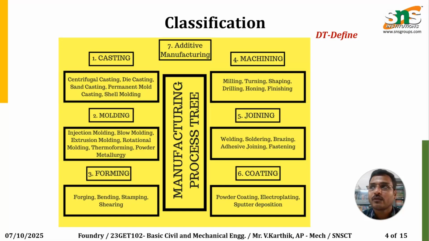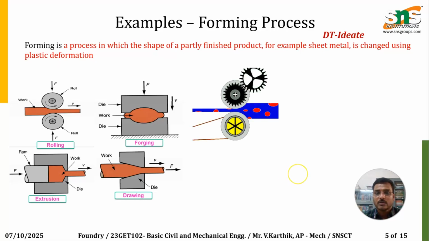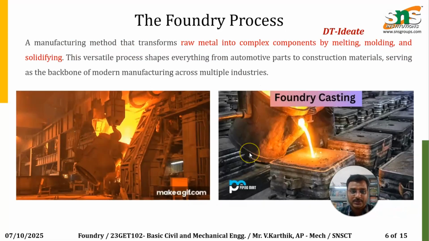Additive manufacturing is a concept newly introduced in mechanical engineering, called the layer by layer completion of the product with 3D printing. These are some of the examples of the forming process. Forming is the process in which the shape of a partly finished product, like sheet metal, rolling, forging, extrusion, drawing, and these are some of the concepts made through the forming operations.